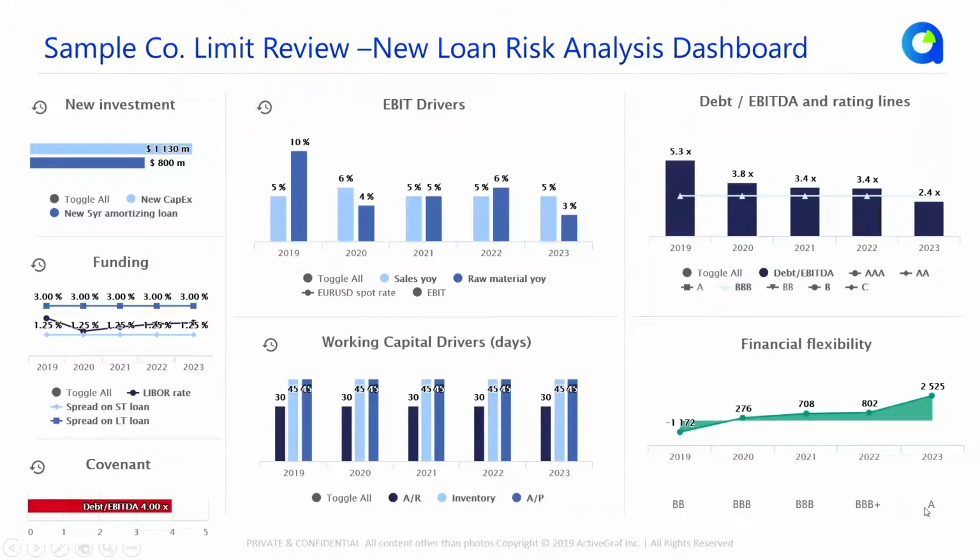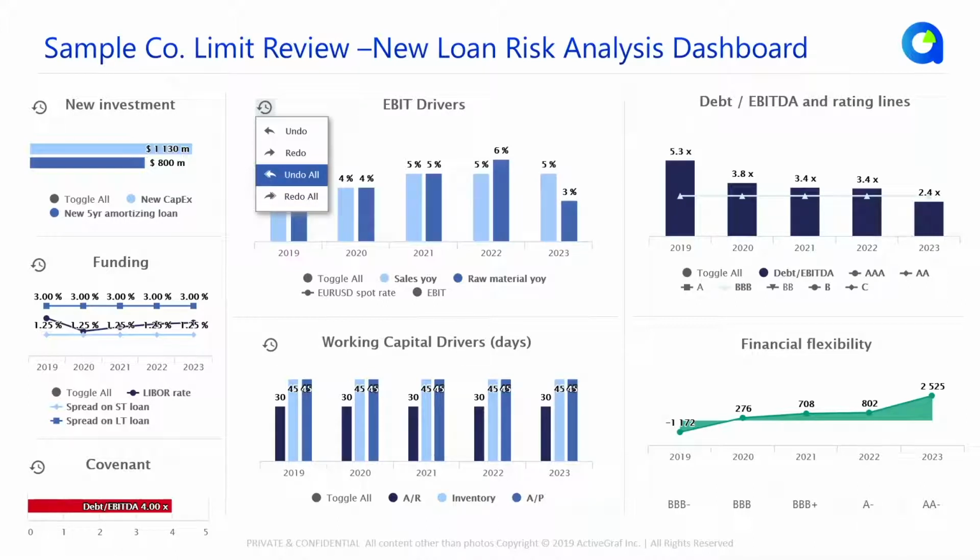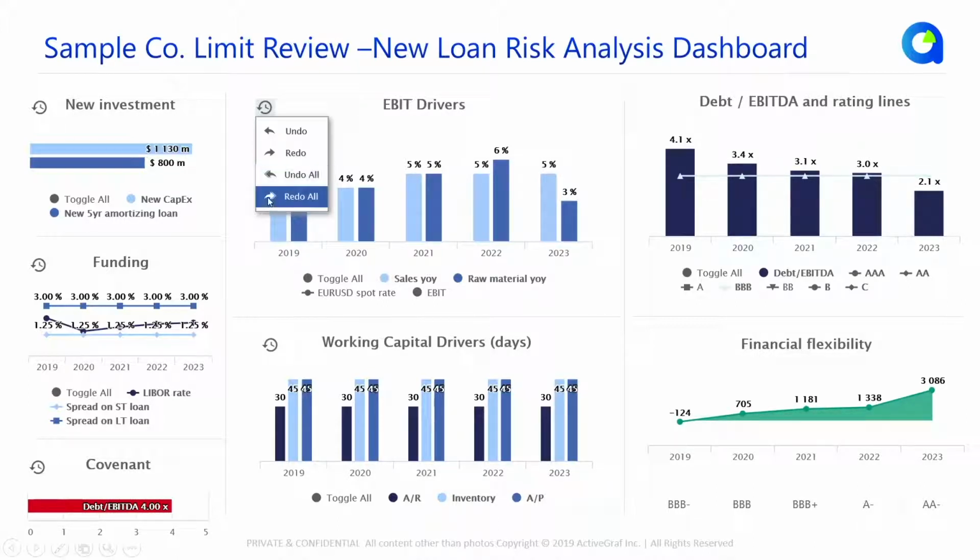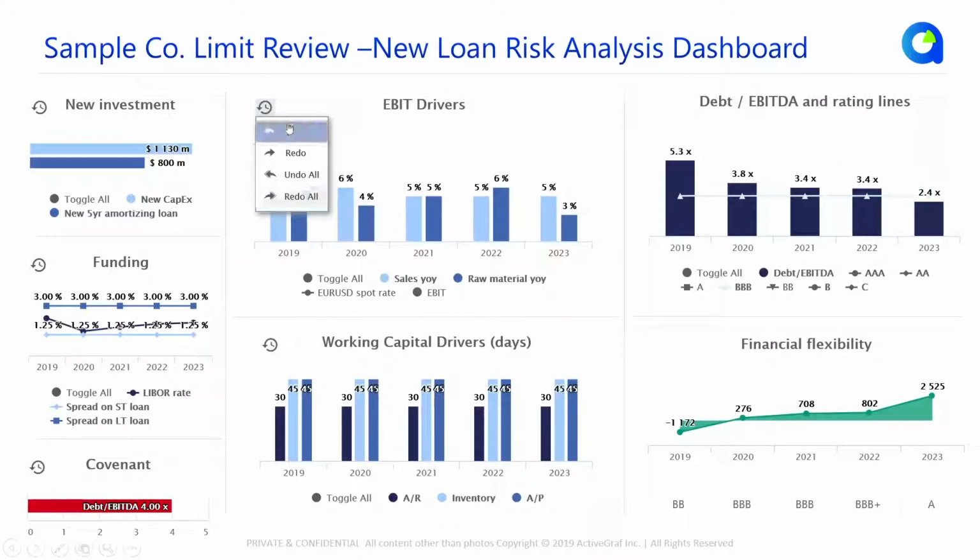This is very, very powerful. The other thing is that ActiveGraf is very simple to use, and its user interface allows you to do undo all, for instance, to compare scenarios. So you could do undo all and see what the original was. This is our original. This is how it's changed. Redo all. This is our sensitivity case. As you can see, it's very powerful to get immediate answers to scenarios that can be very complex calculations.